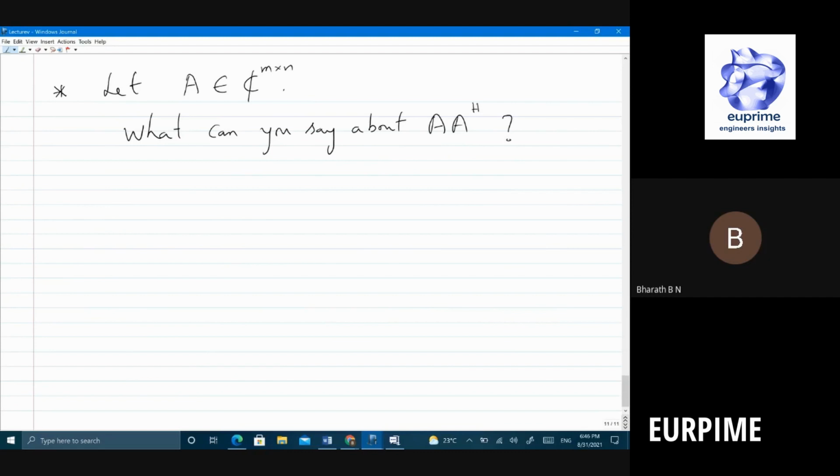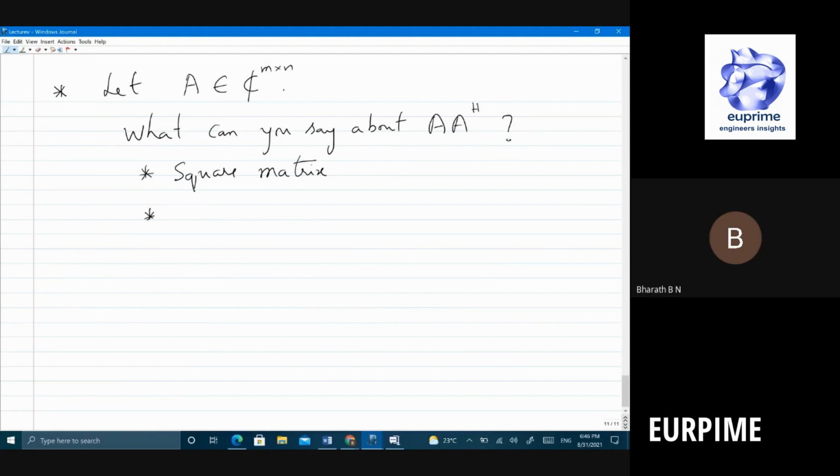Nothing? When the class ends, what is the first thing that comes to your mind? It's a square matrix. Okay. What else? A is m cross n, but A Hermitian is m cross m. It's a square matrix. Okay. What else? Let me write this. So square. Okay. What else?